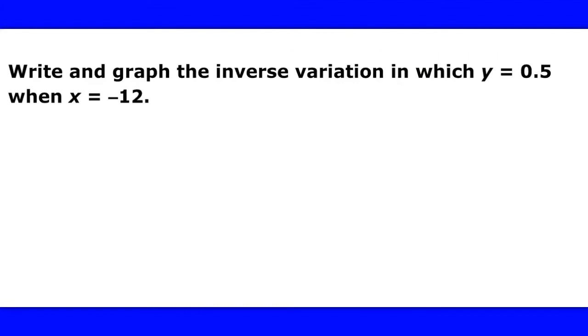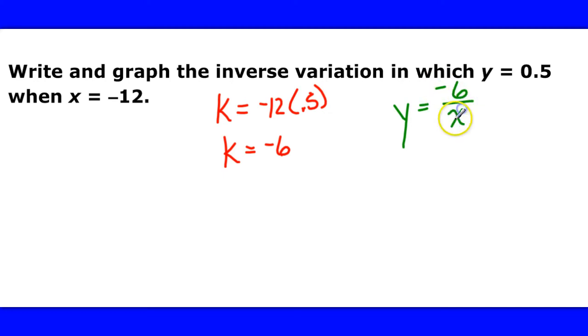Okay, so here it says write and graph the inverse variation in which y is equal to 0.5 when x is equal to negative 12. So we're going to kind of review all of this together. To find the k value of an inverse variation, you're going to multiply the x value times the y value. And in this case, that's going to give you k is equal to negative 6. To write the equation for this, it's going to be y is equal to negative 6 over x.